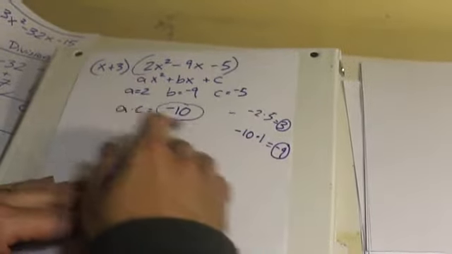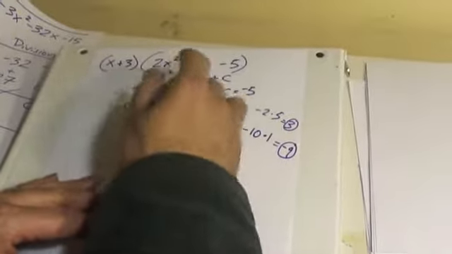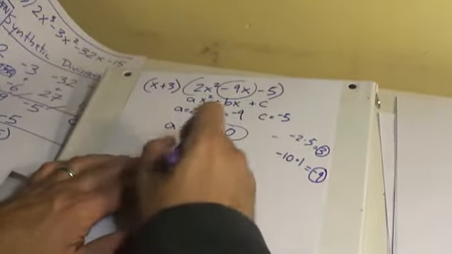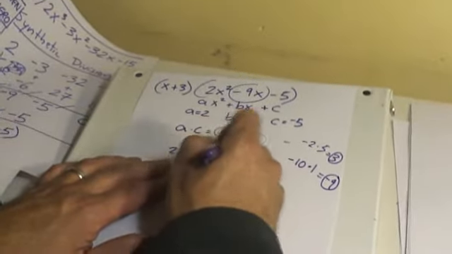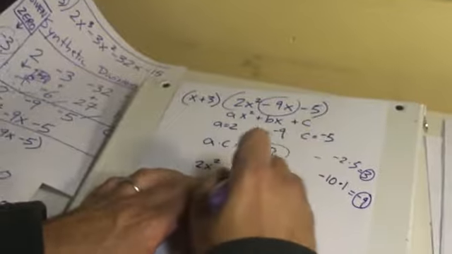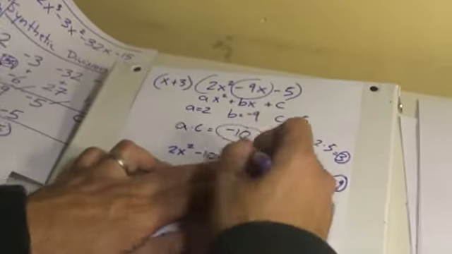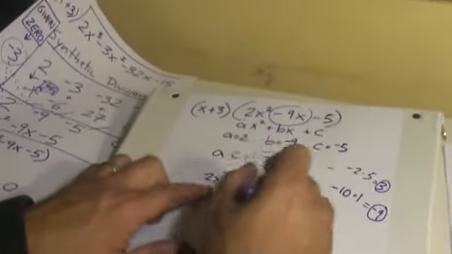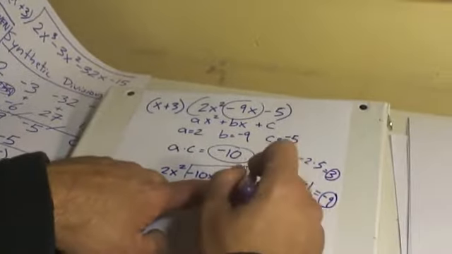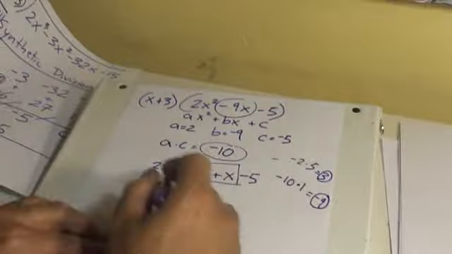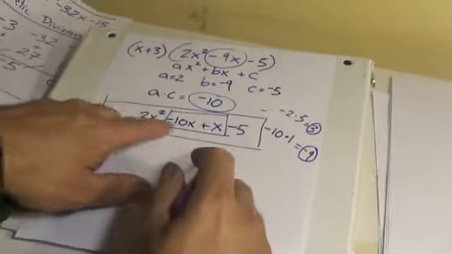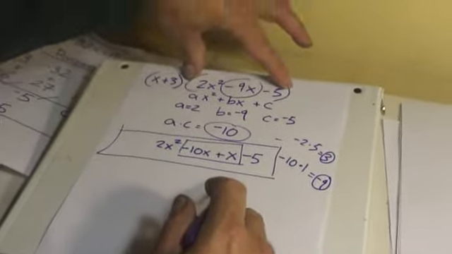So what we're going to do is break up that b term, negative 9x, and rewrite everything: 2x squared. And see that b term? We're going to write it as negative 10x plus 1x. It's the same thing as negative 9x. Look, negative 10x plus x, and then we just bring the minus 5 down, okay? So it's getting a little crowded here, but I hope you can see this. That's how we rewrote the trinomial there, okay?